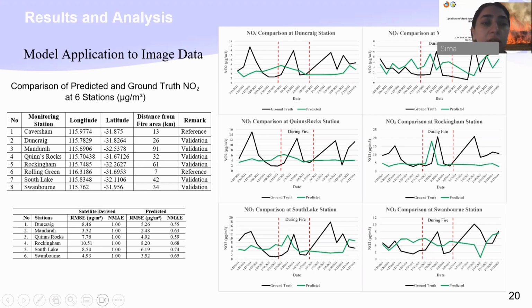Distances from the fire, as can be seen in the table, didn't consistently correlate with the model performance. For example, stations closer to the fire, like Dunkirk and Queen's Rock, showed lower RMSEs compared to the more distant Rockingham. Mandurah, despite being farther away, had the best performance, suggesting local factors like topography and meteorological conditions significantly influence nitrogen dioxide distribution.